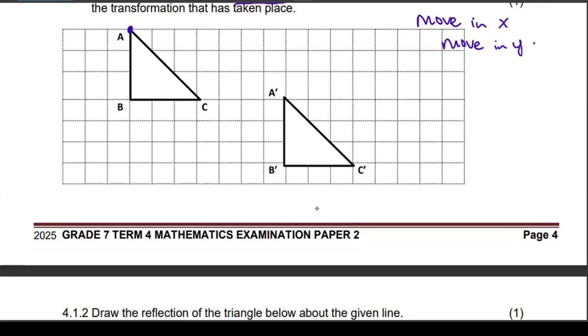How many blocks did A move to the right? How many blocks did A move to the bottom? So the bottom we have 1 block, 2 blocks, 3 blocks, because we can find A here. So from there up to there, it's 3 blocks. And then from here up to here, it's going to be 1, 2, 3, 4, 5, 6, 7.